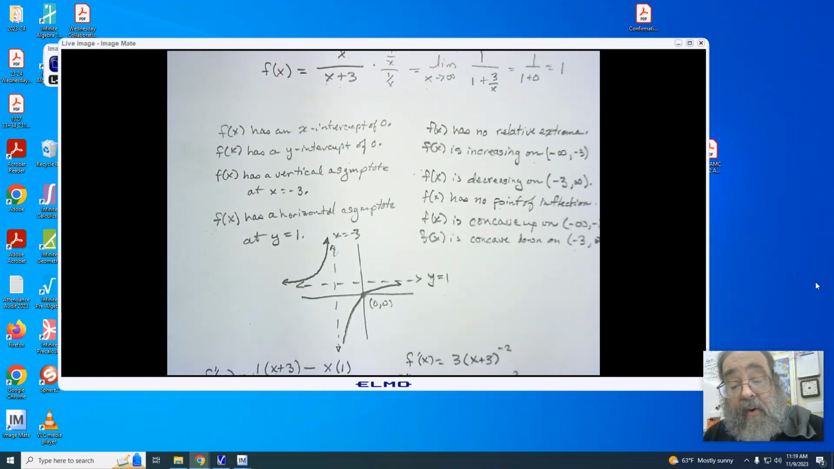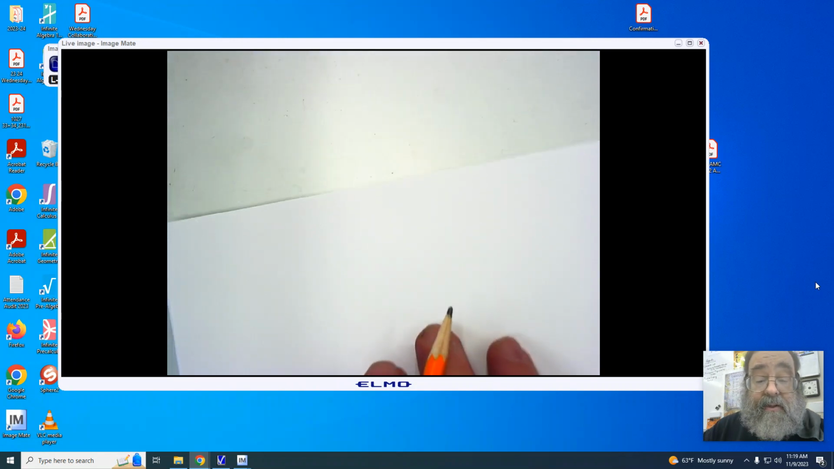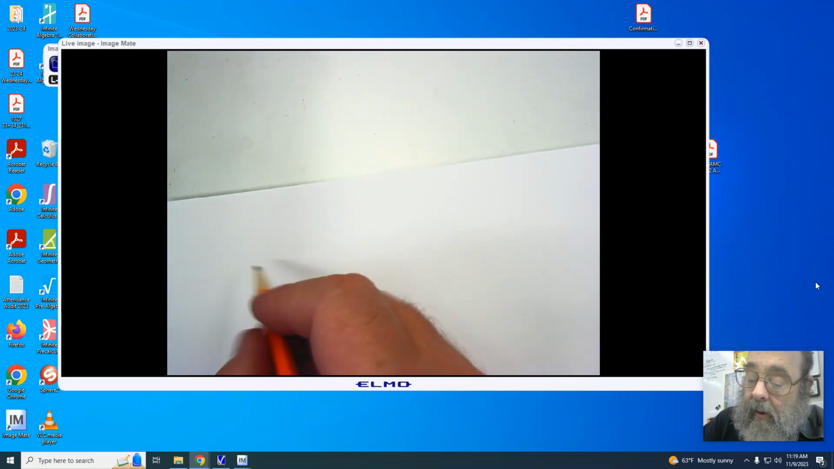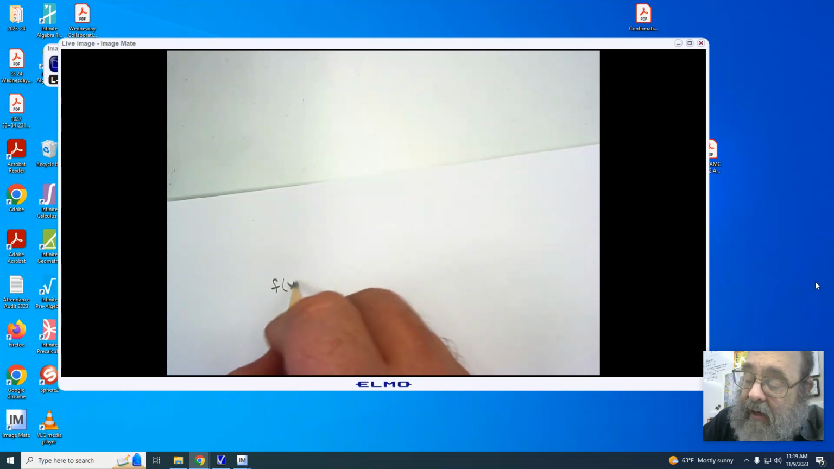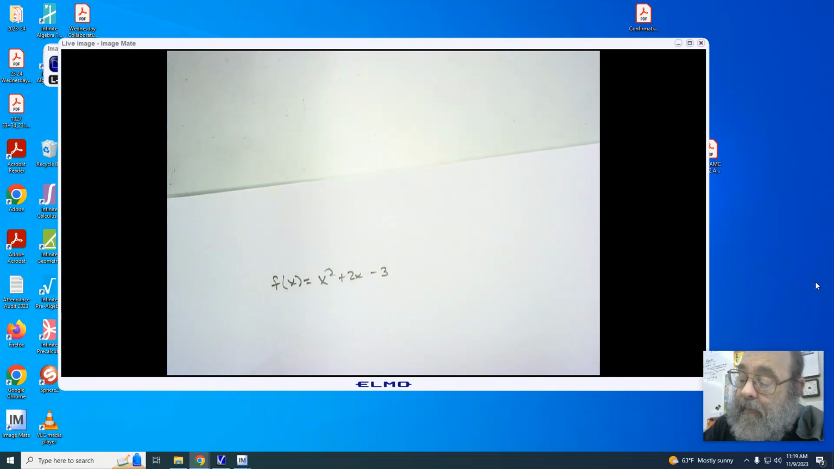Let's take a look at another one. This time, let's look at one that is not a fraction, but is instead a quadratic. This time we're going to take a look at f of x equals x squared plus 2x minus 3.